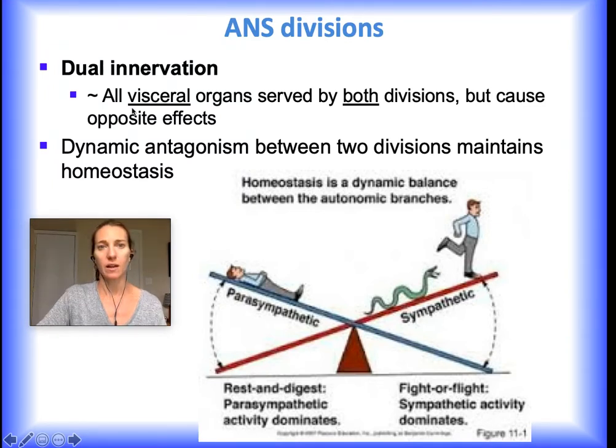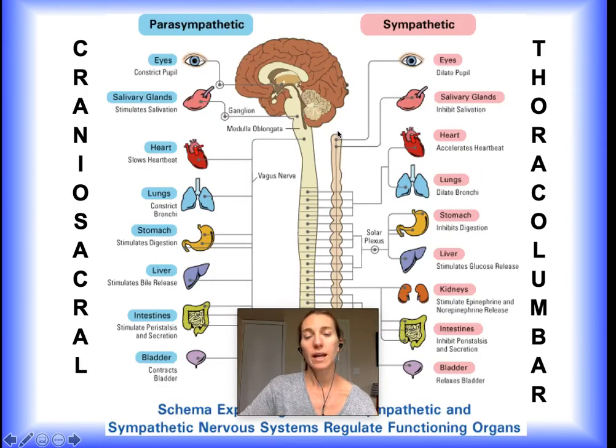But it is the case that all of our visceral organs are going to be influenced by both the sympathetic as well as the parasympathetic, and they're going to have opposite effects upon those organs. There are going to be exceptions to this, organs outside of the visceral region where we see either the sympathetic or the parasympathetic innervating. And I'll address those shortly here. So this is a nice graphic showing how the parasympathetic and the sympathetic system influence many of these visceral organs.